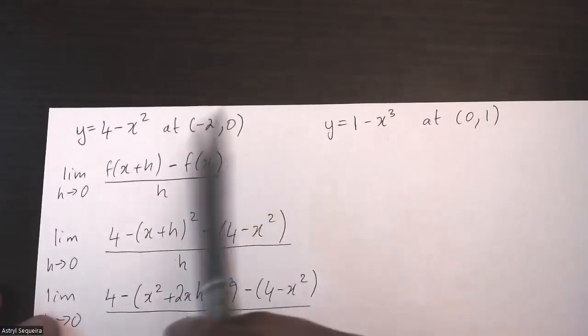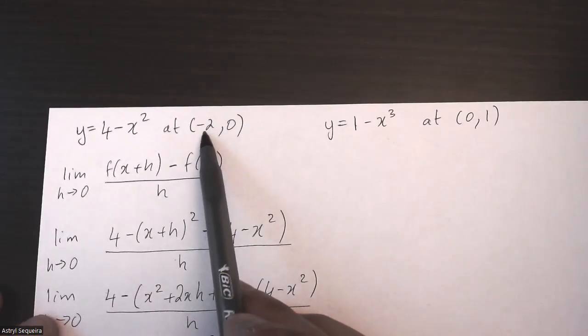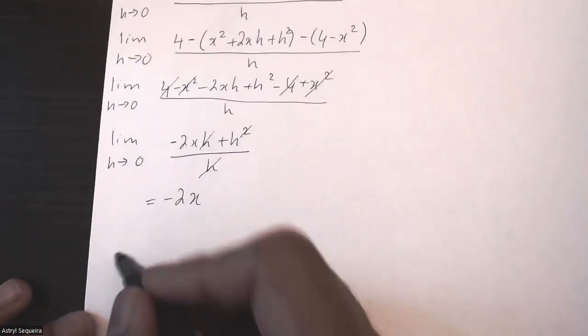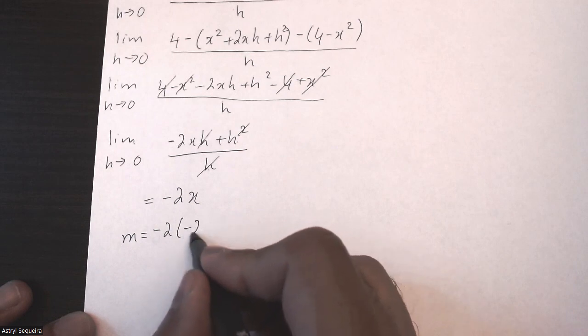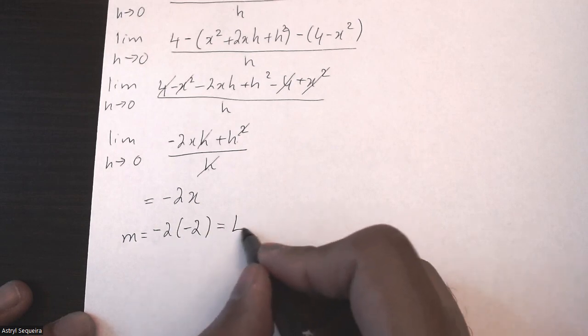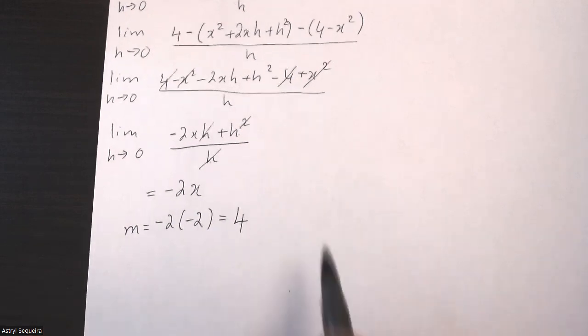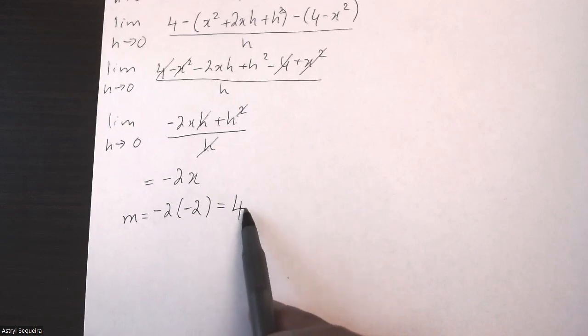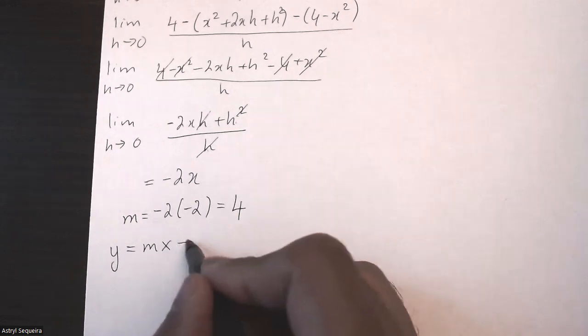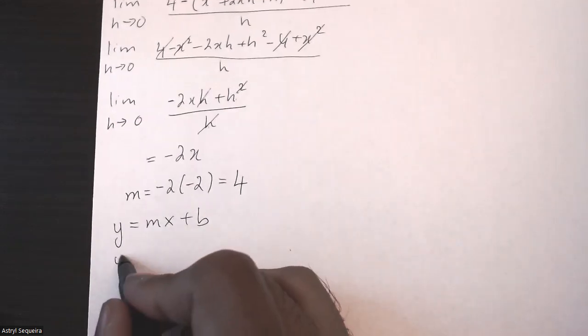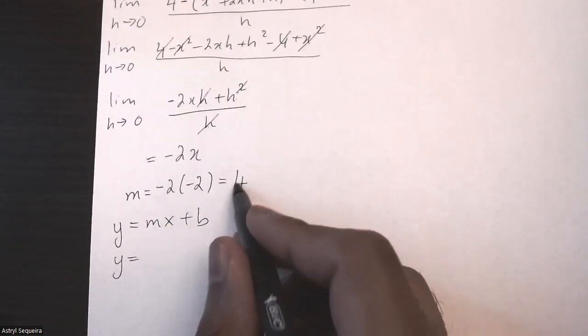And now we want to find the slope at x equals -2. So my slope of the tangent line is -2 times -2, which is positive 4. Once I find my slope, I want to find the entire equation. So I'm going to use y equals mx plus b. I know that the slope is 4.